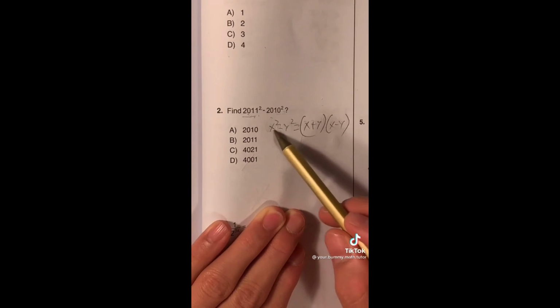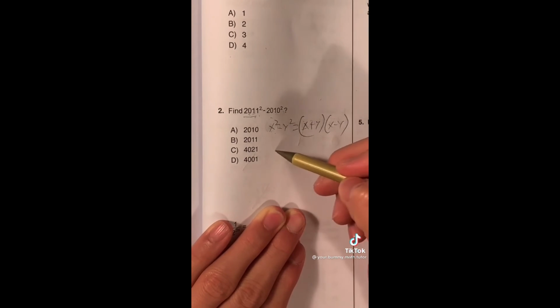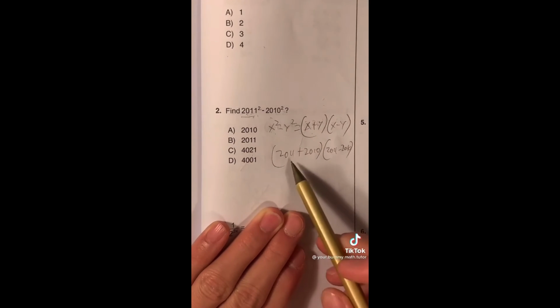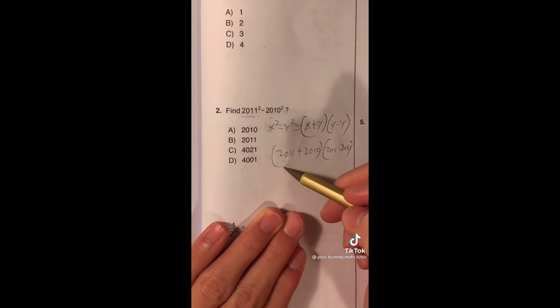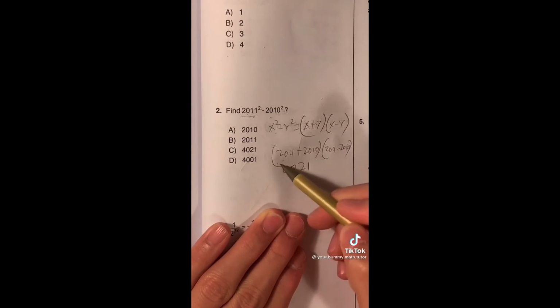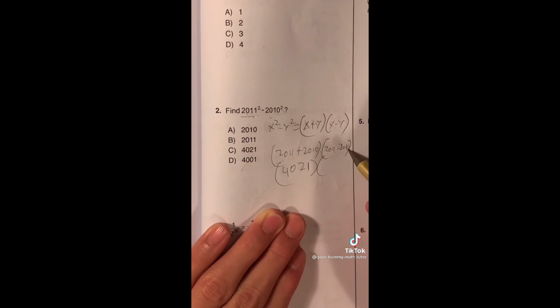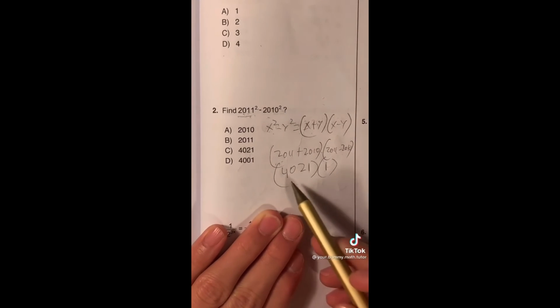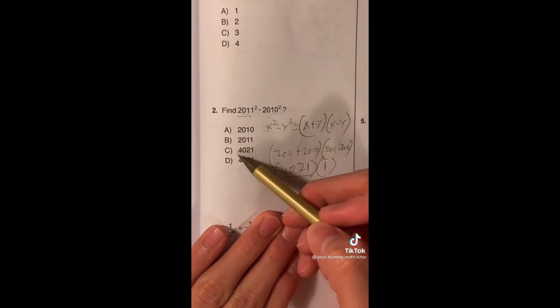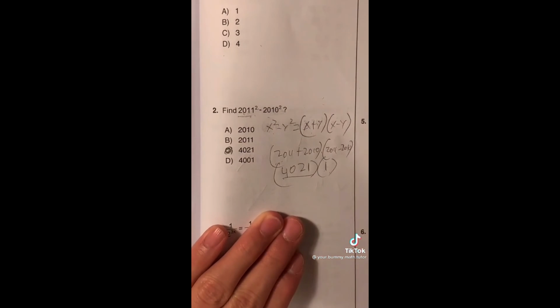So in this case, what is the value of x? It's going to be 2011 plus 2010 times 2011 minus 2010. And what is this equal to? When you add these two numbers, that gives you 4,021. And over here, 2011 minus 2010 is 1. What's 4,021 times 1? That's just equal to 4,021. Meaning your answer has to be C.